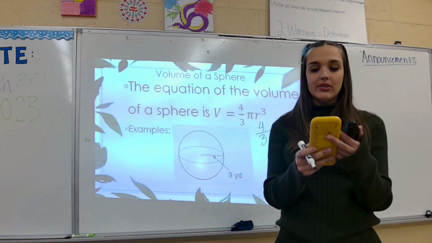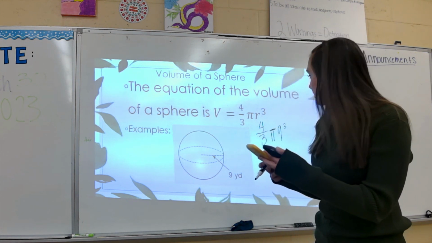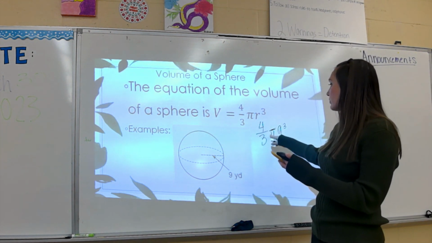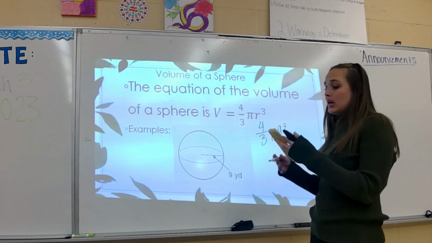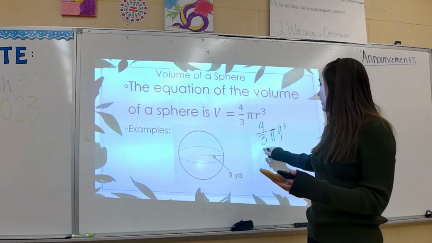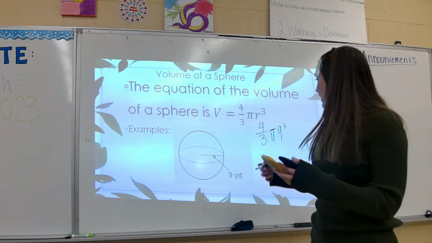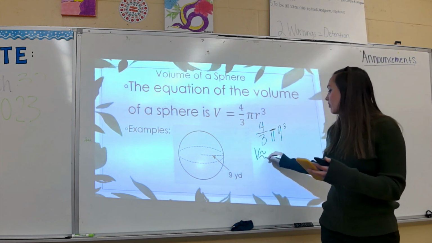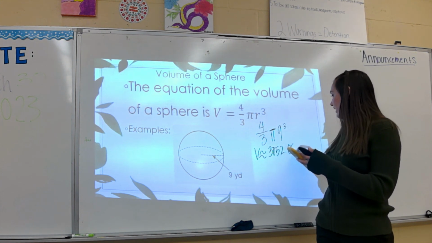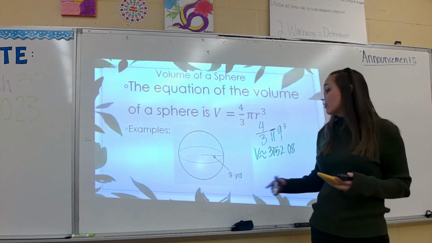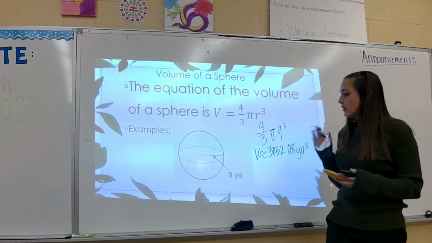So I'm going to put that in my calculator. 9 times 9 times 9. And then I press enter. So I did 4 times my pi times my 9 times my 9 times my 9. I pressed enter. And then I have that 3 down here. So I'm going to divide by that 3. And then when I do that, I get my volume as approximately 3,052.08. And as always, I need my labels. So it's yards. So I'm going to put yards cubed.